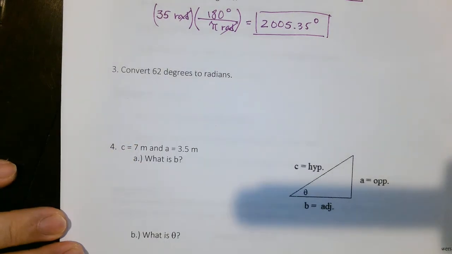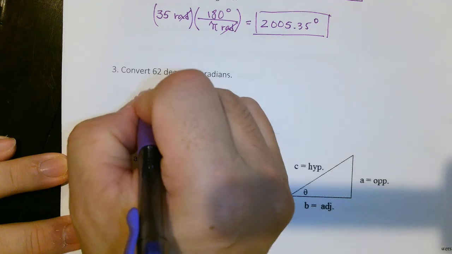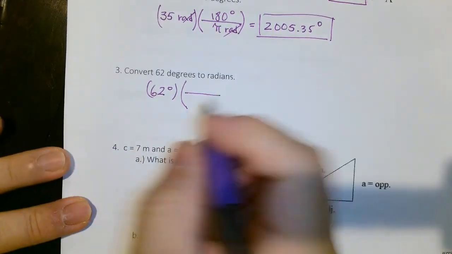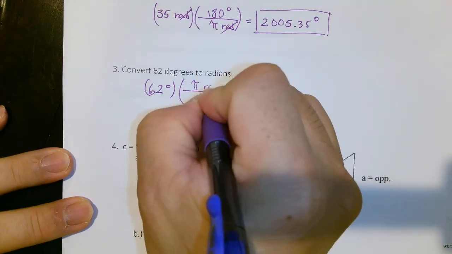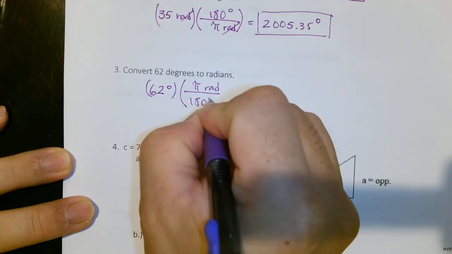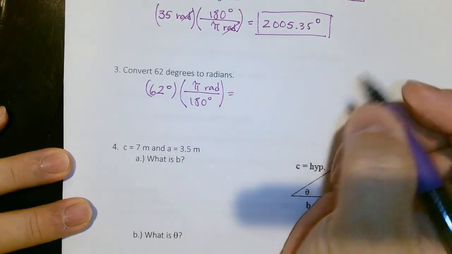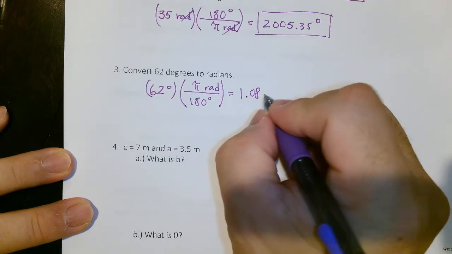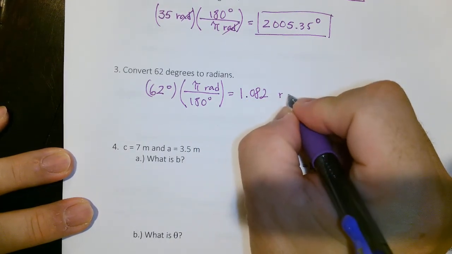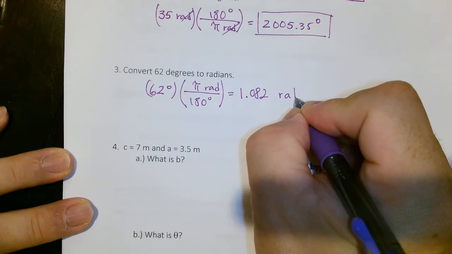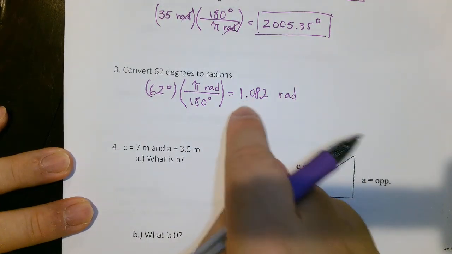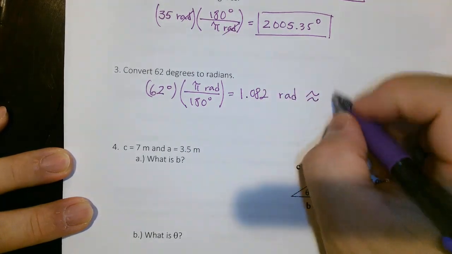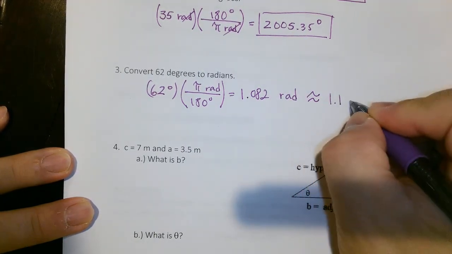Convert 62 degrees into radians. So here I have 62 degrees. Now, in order to convert that into radians, there are pi radians per 180 degrees. So if you use the calculator correctly, you get 1.082 radians. Okay. Now, if you were to do this in correct sig figs, this should come out to 1.1 radians.